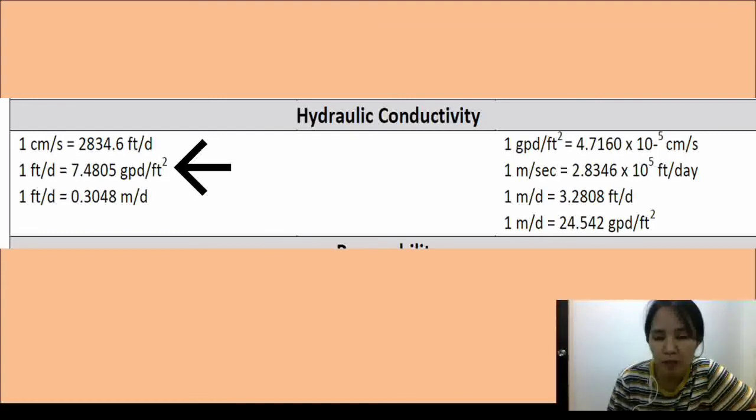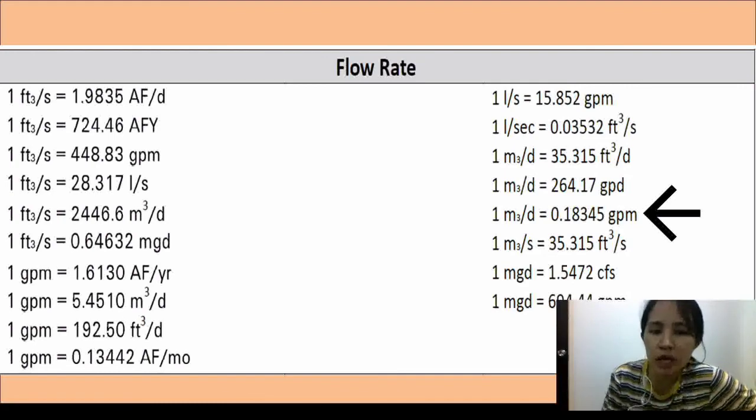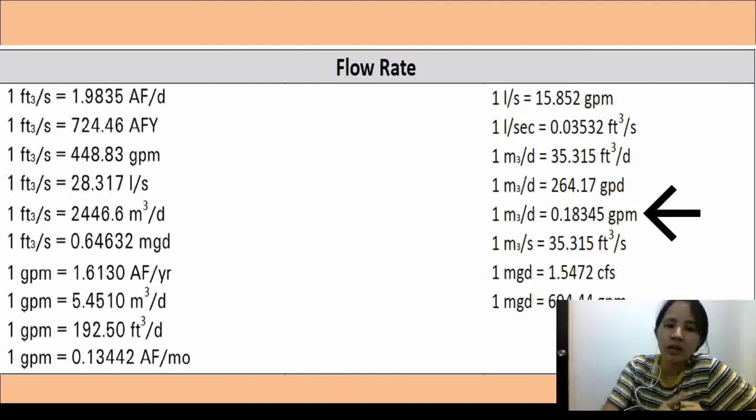So, what if it's the flow rate? If our given flow rate is in feet cubed per second, convert it first to m cubed per day, and then convert m cubed per day to GPM or gallons per minute. Once you have that value, we can put it in our formula.